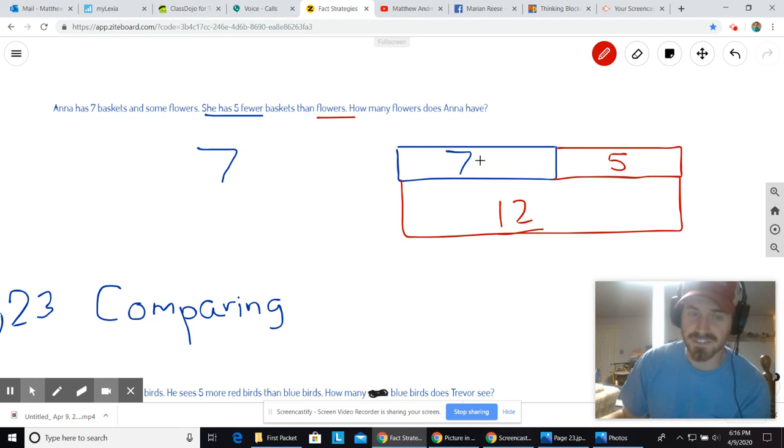It says that she has 7 baskets at the start. She has 5 fewer baskets than flowers. So here's baskets, here's flowers. The way that I drew that makes sense because I know that she should have less baskets than flowers. And the difference was 5. So 12 minus 5 equals 7. So I know that she has 7 baskets.